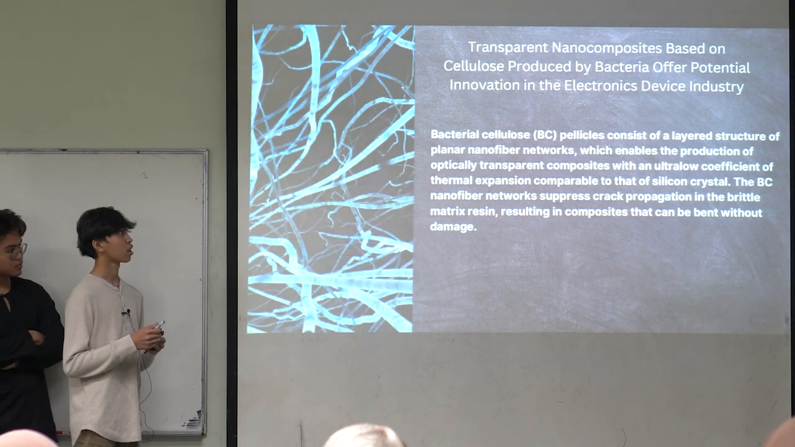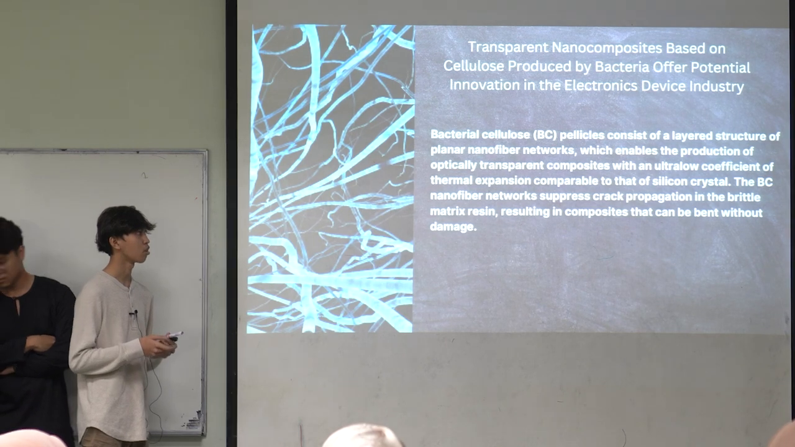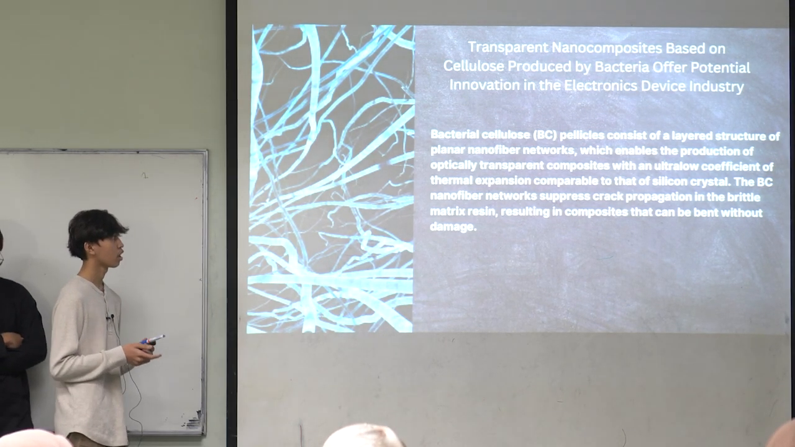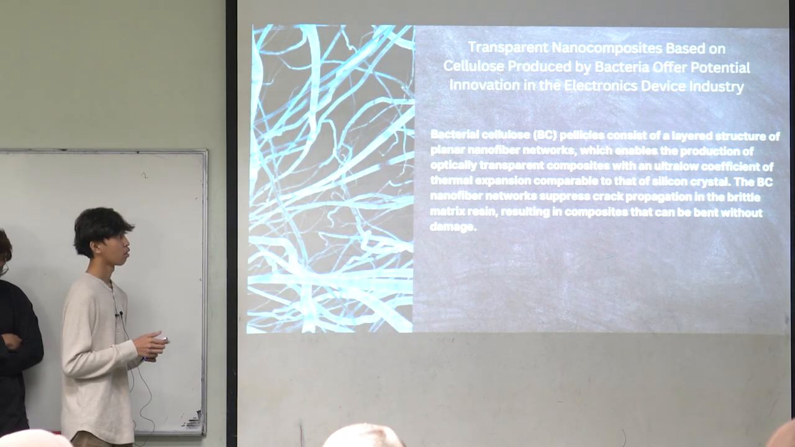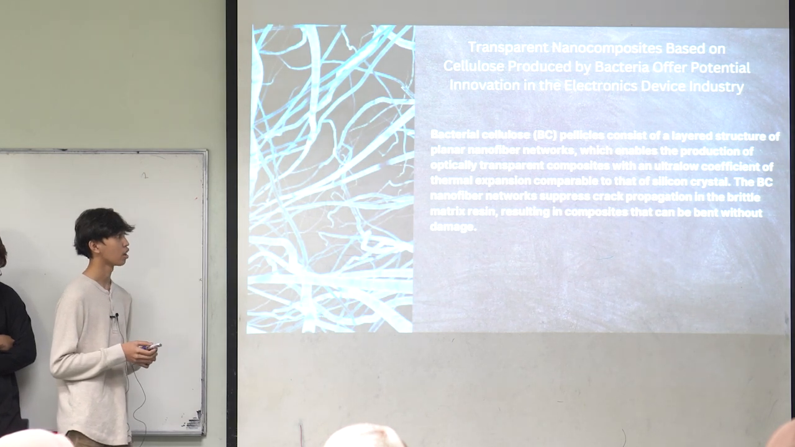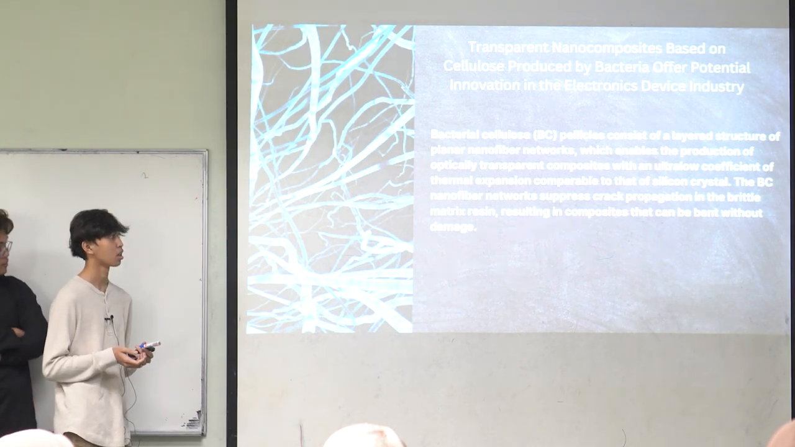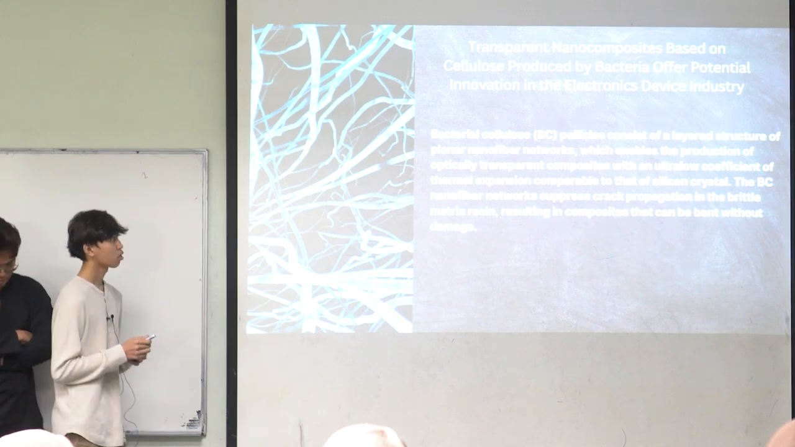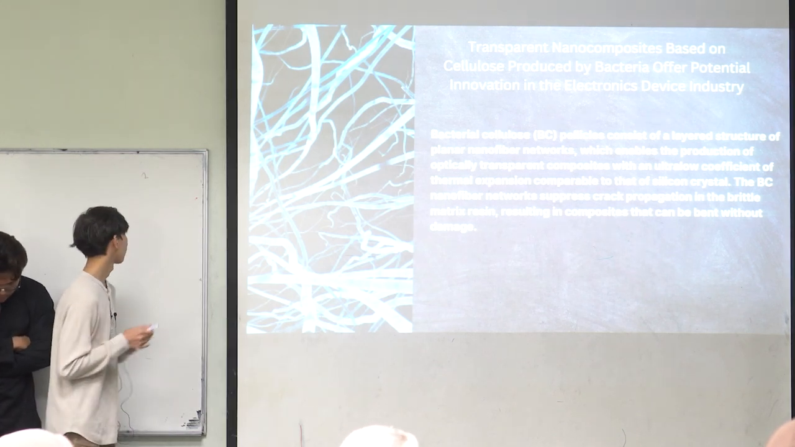One of the transparent nanocomposites is bacterial cellulose pellicle, which consists of a layered structure of planar nanofiber networks, enabling the production of optically transparent composite with an ultra-low coefficient of thermal expansion comparable to that of silicon crystal. So what is a planar nanofiber network?